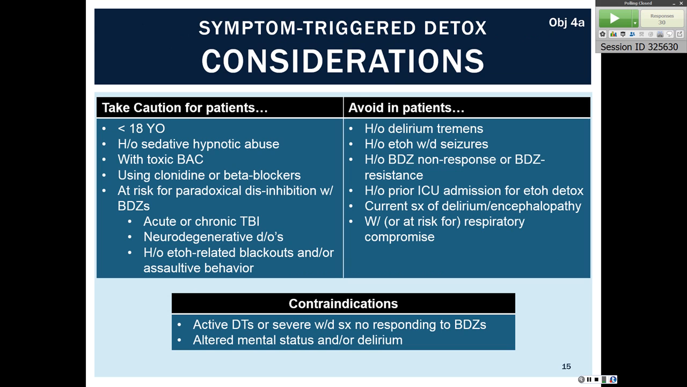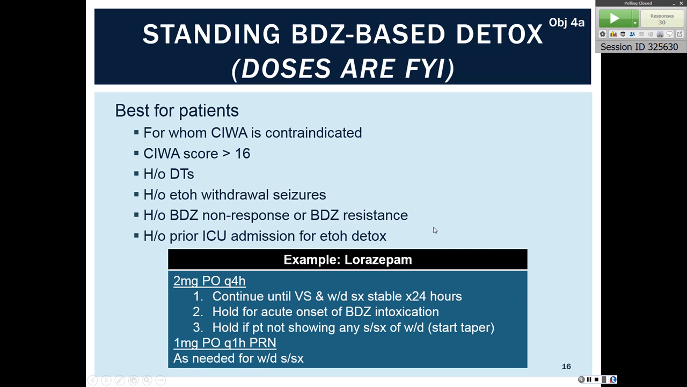And CIWA is symptom-triggered, so this is the things to think about. If they have a CIWA score over 16, because that means that they're already in decently severe withdrawal, and if they have a history of severe withdrawal. So DTs, alcohol withdrawal seizures, not responding to benzos, or an ICU admission associated with alcohol detox. Like I said, this is just an example, so it's a standing decent dose of one of the benzos, like 2 milligrams every 4 hours, but then you also get as-needed doses every 1 hour if you're having breakthrough symptoms.